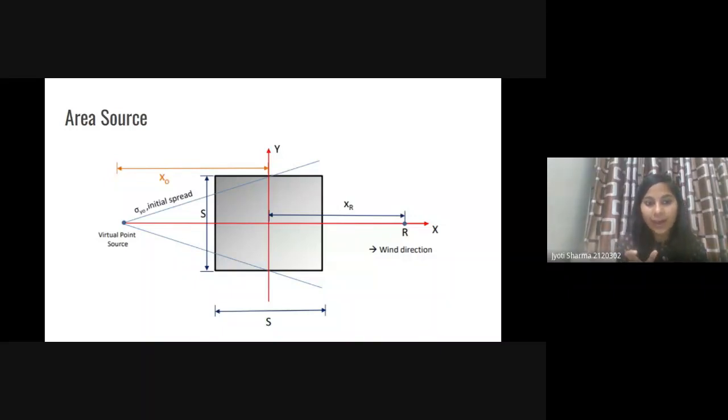So you have x node, which is your initial distance. If you have x node, and xr, that is the distance from the area source to the receptor, then you sum them and you get the total distance. Then, with the total distance, you again calculate the standard deviation in the y direction and the x direction based on the graph. Then you put those values in the point source model equation and you get the area source concentration for that particular receptor.